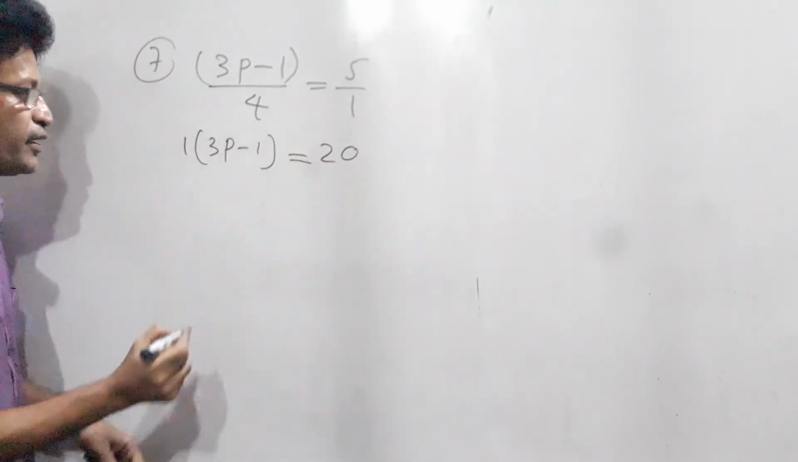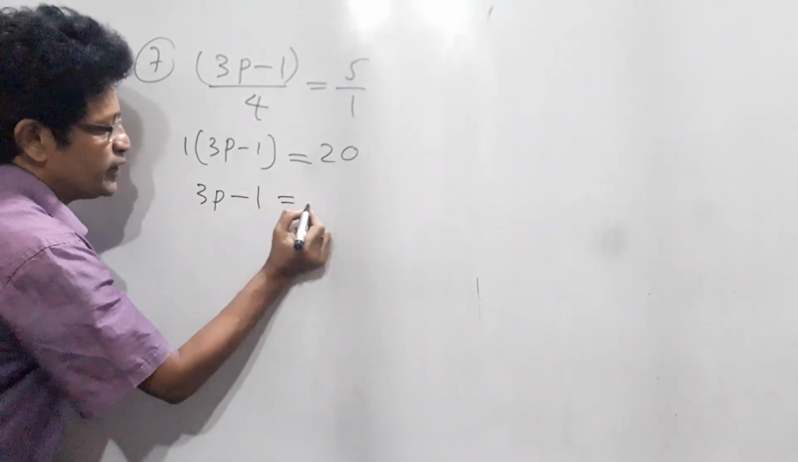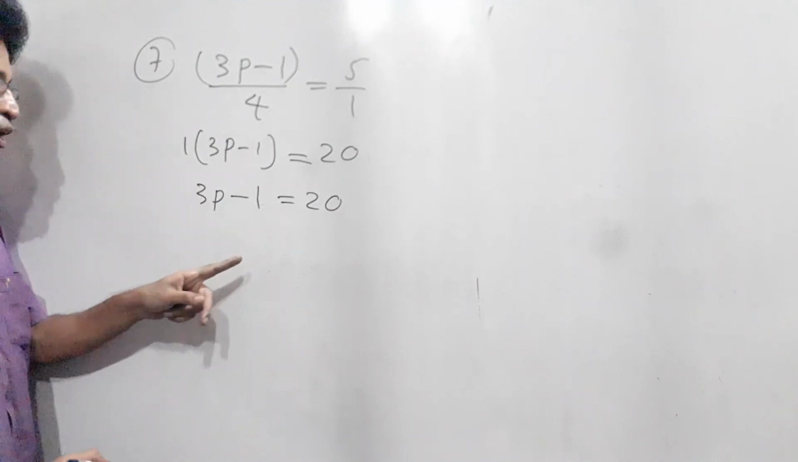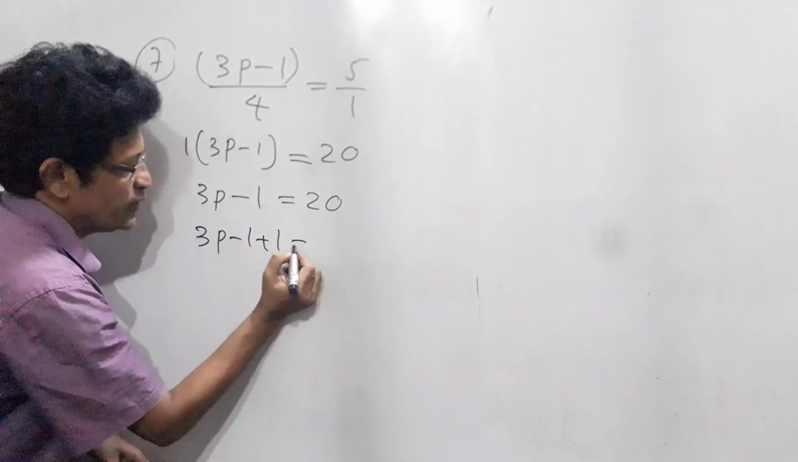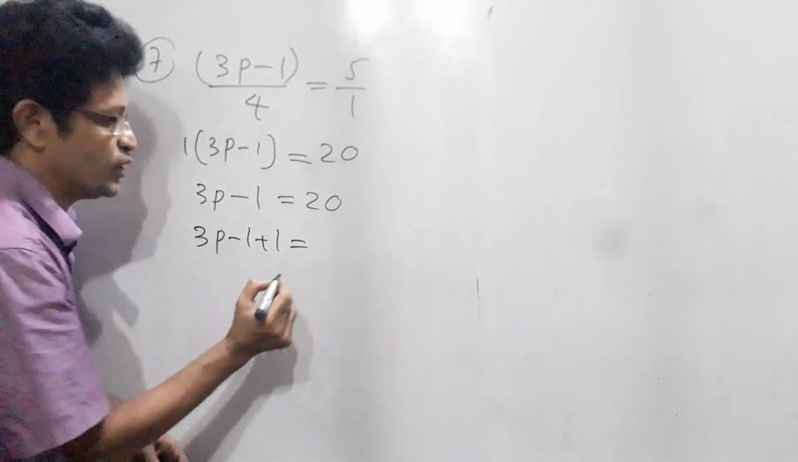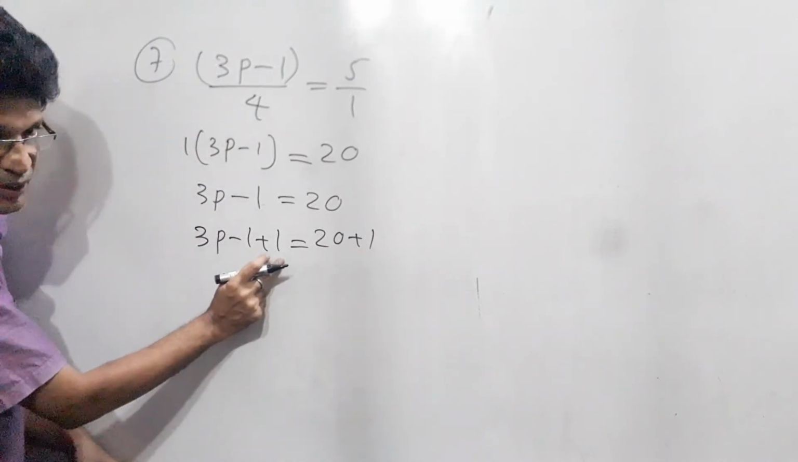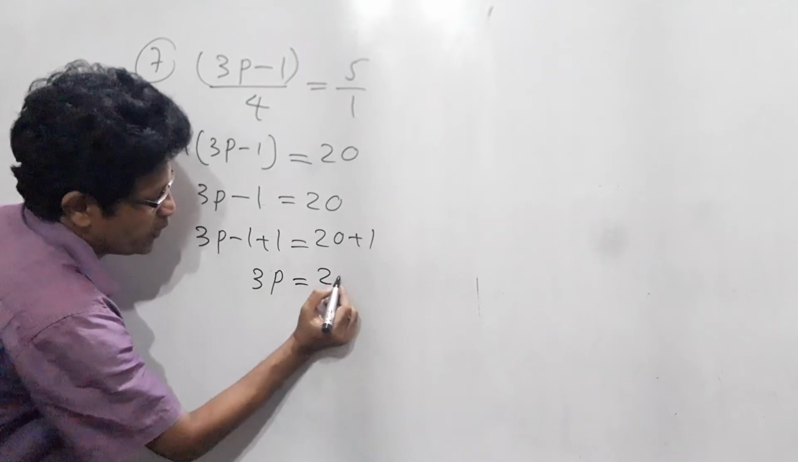Now I remove the bracket. 1 into 3p means 3p. 1 into minus 1 is minus 1 equal 20. Now I have to get rid of this minus 1. Therefore I add plus 1 here. Then 3p minus 1 plus 1. Then other side also I add plus 1. 20 plus 1. Here you have minus 1 and plus 1 will get cancelled. Then you have 3p. So 3p equal 21.